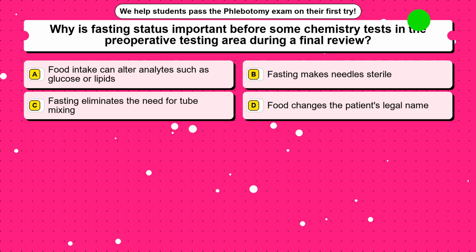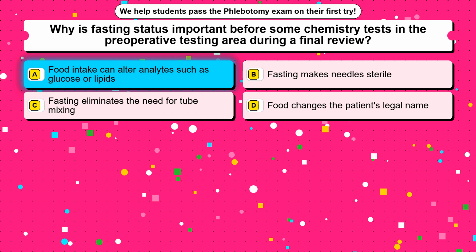Question 73. Why is fasting status important before some chemistry tests in the preoperative testing area during a final review? Option A. Food intake can alter analytes such as glucose or lipids. Option B. Fasting makes needles sterile. Option C. Fasting eliminates the need for tube mixing. Option D. Food changes the patient's legal name.